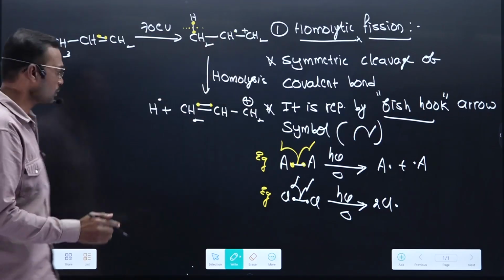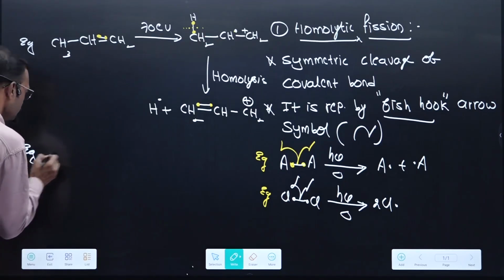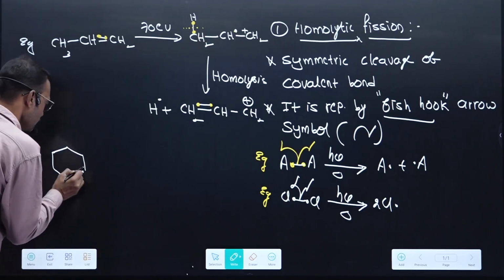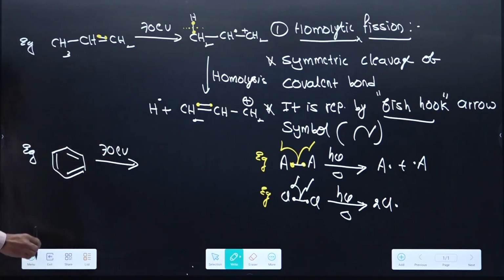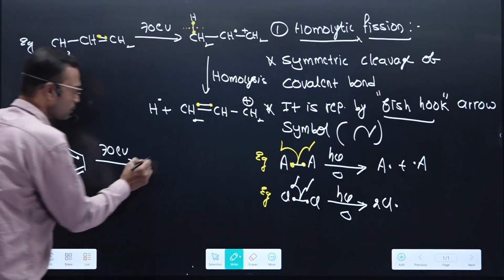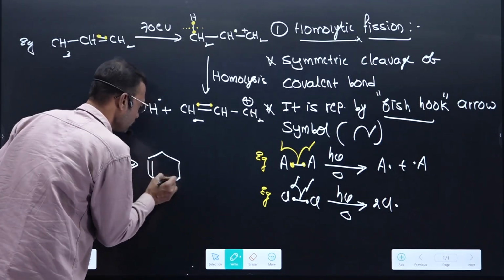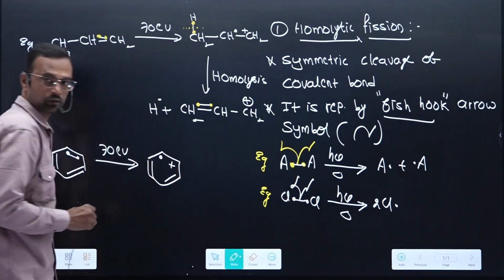Is it clear? One more example I will show. Just listen. See, this is benzene. 70 electron volts I am applying. So where should I remove the electron? From the pi electrons. Remove one of the pi electrons. If I remove one of the pi electrons, then see, this is a radical and this is a cation, right?